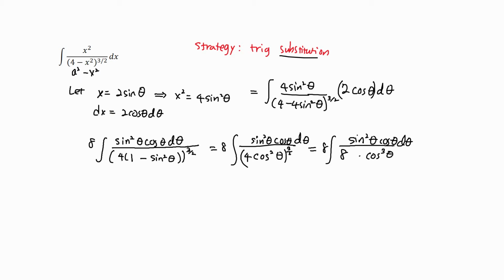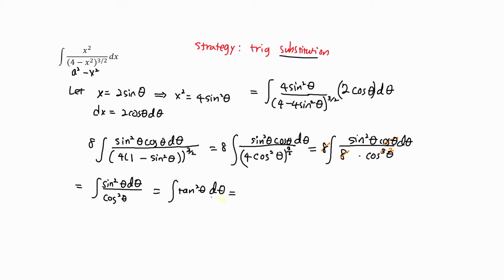Alright, 8 cancel out, and I think I can also cancel out the cosine theta, and this power of the cosine has to be 2 squared. So if I simplify, I get sine squared theta d theta over cosine squared theta. And the sine squared theta over cosine squared theta simply becomes tangent squared theta.